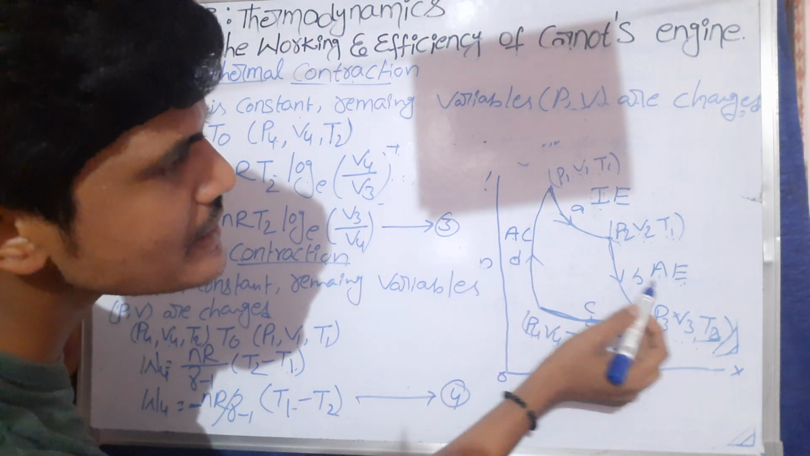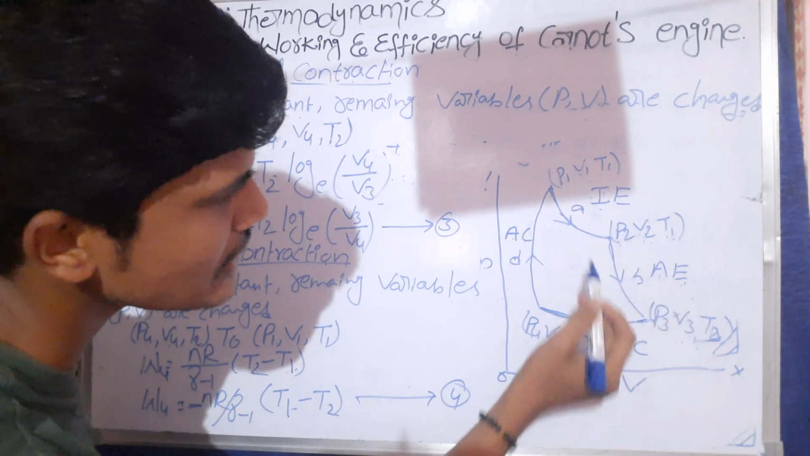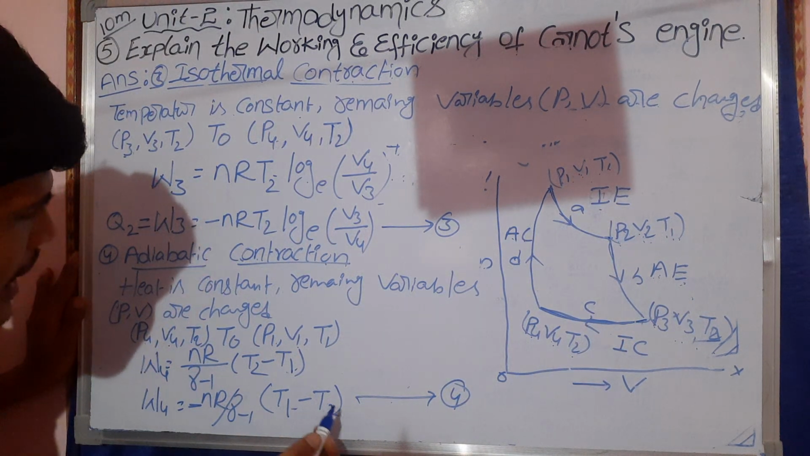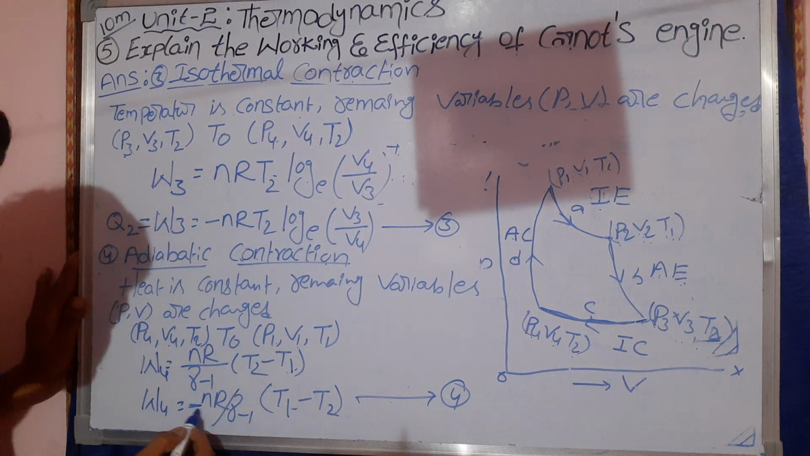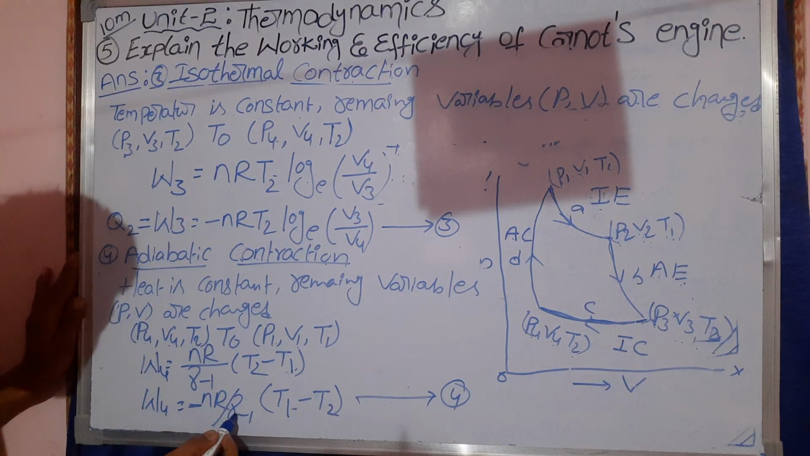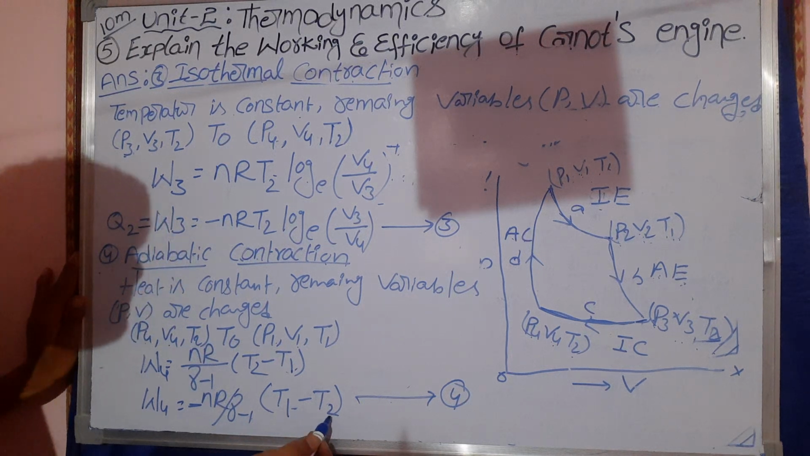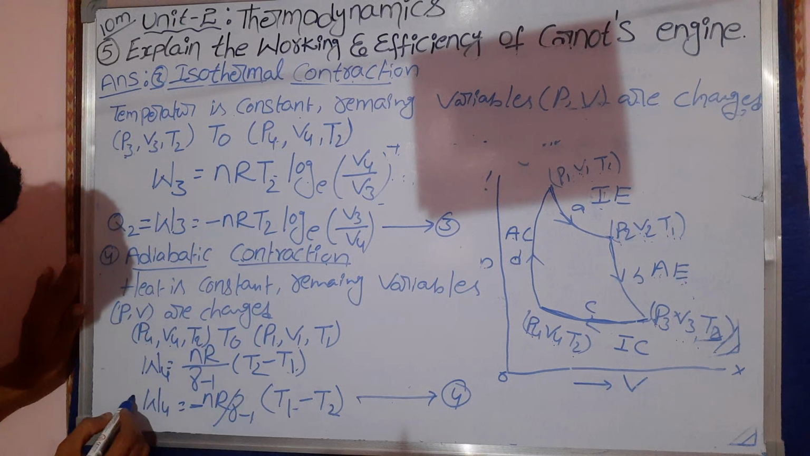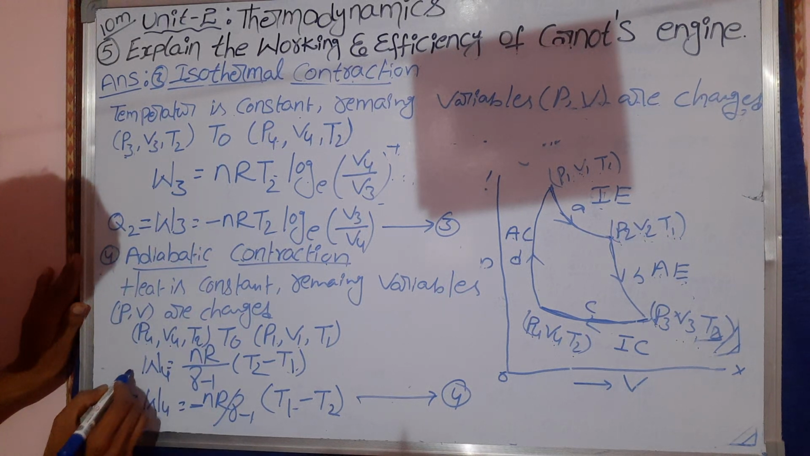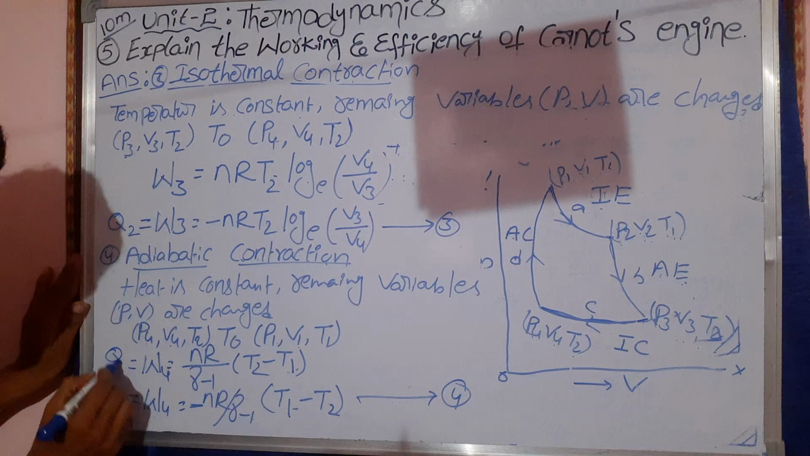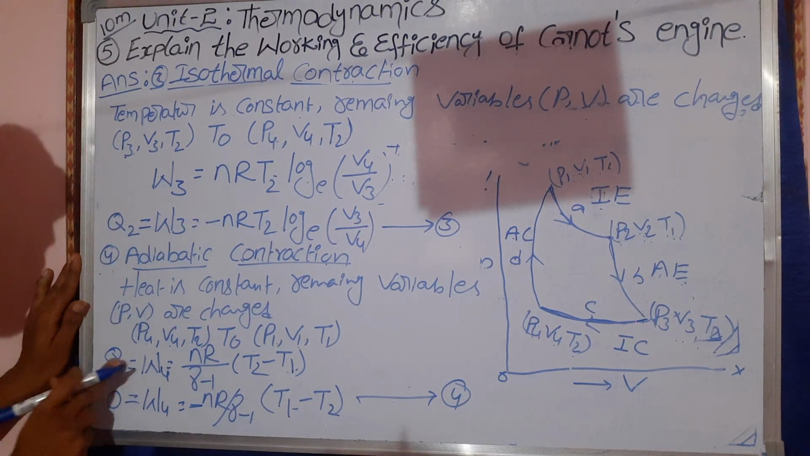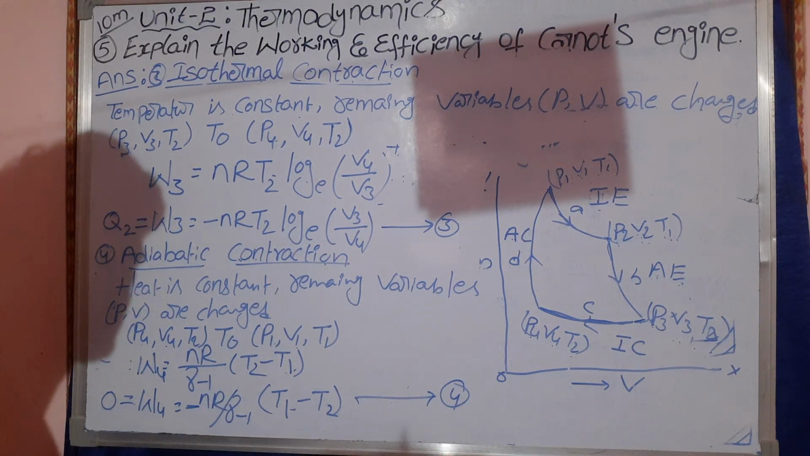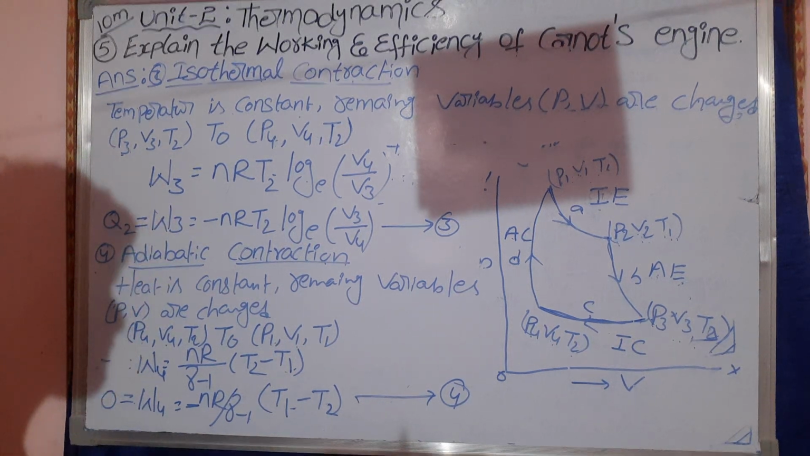So adiabatic compression, adiabatic expansion. So reverse T1 minus T2. The common term is a negative sign. So W4 equals minus NR by gamma minus 1 into T1 minus T2. So this is equation number 4. Heat is constant, that means Q is constant, 0. So 0 equals, W4 equals minus NR by gamma minus 1 into T1 minus T2.